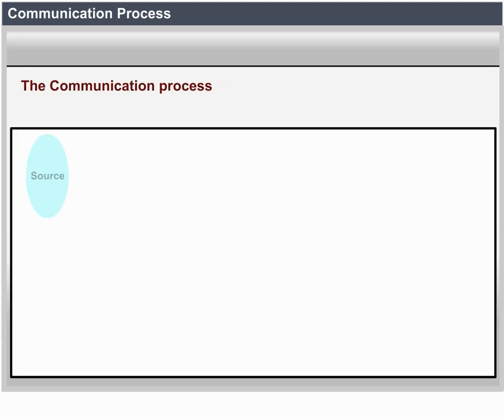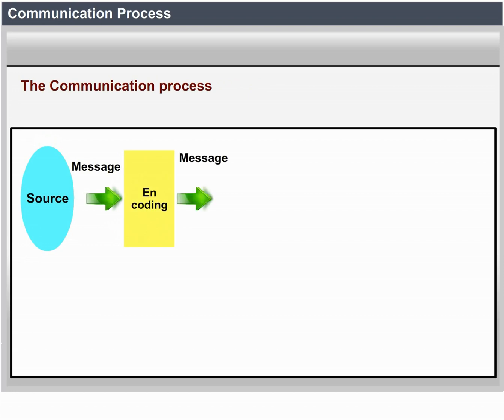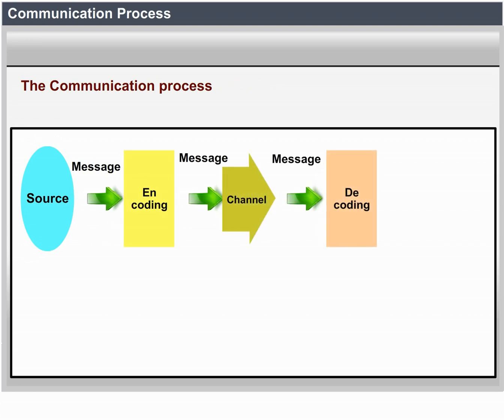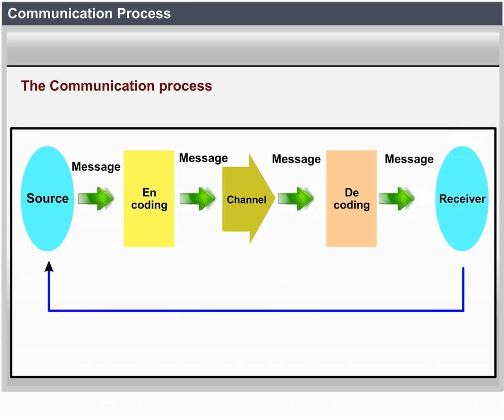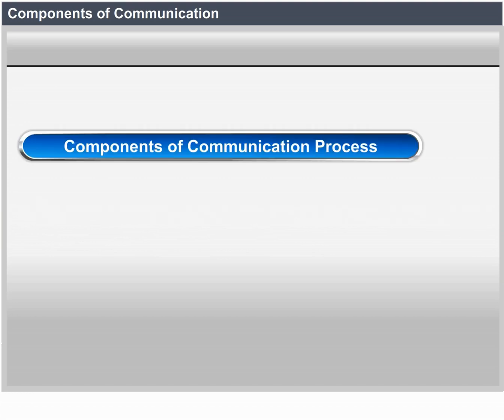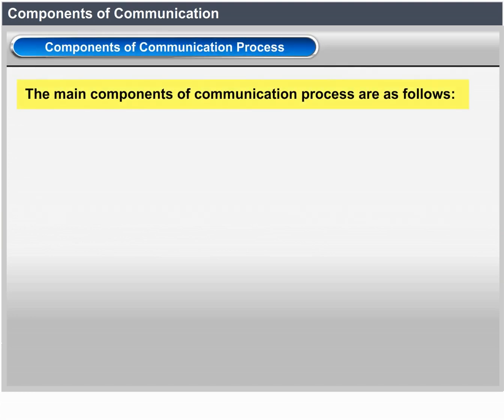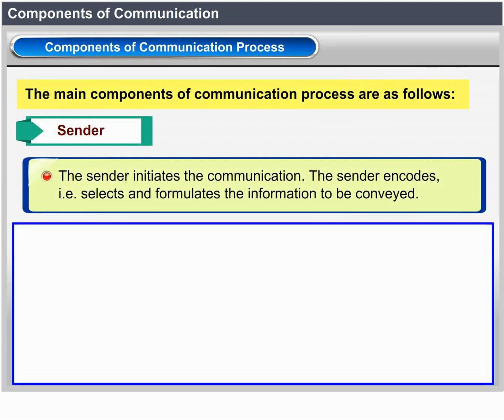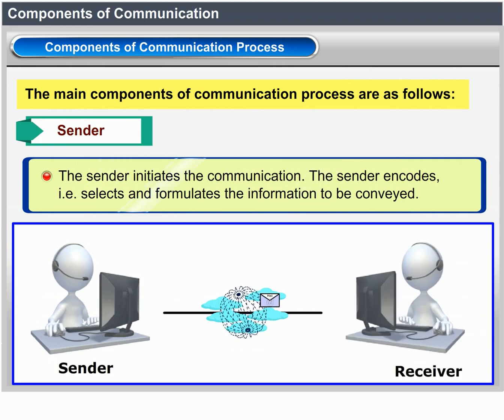Communication process. The communication process: source, message encoding, message channel, message decoding, message receiver, receiver to source, feedback, context. Components of communication. The main components of the communication process are as follows. Sender. The sender initiates the communication. The sender encodes, that is, selects and formulates the information to be conveyed.